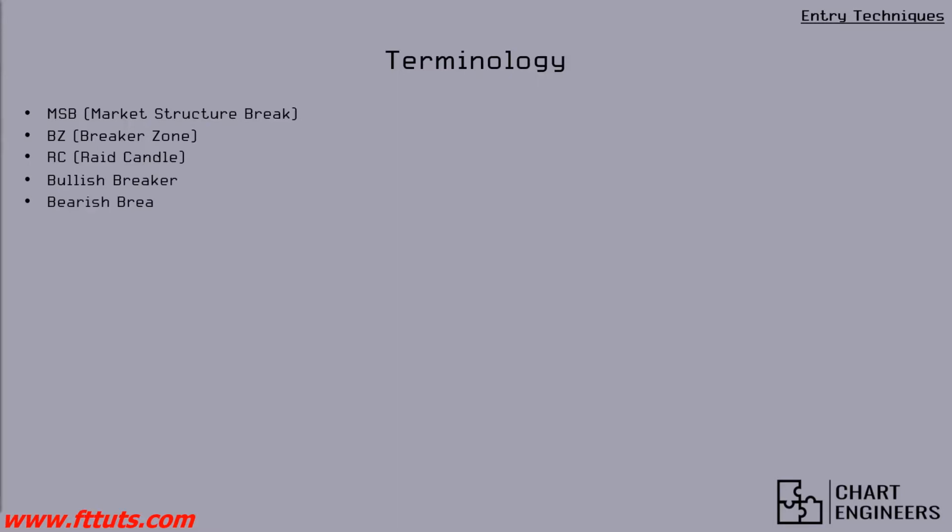So to start, we're going to go over some key terms, and these key terms are going to be used every day in the Discord server, so it would be very wise to keep note of them. So to start, we have our market structure break, which is MSB, and you guys should already be familiar with this term as this was pretty much the key part about the first lesson in the syllabus. And then we have a new term, which is BZ, just stands for breaker zone, and then we have RC, which stands for red candle, and then we have our bullish breaker and our bearish breaker.